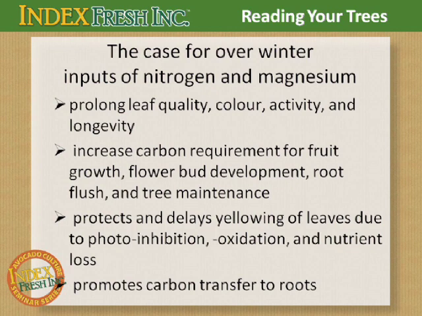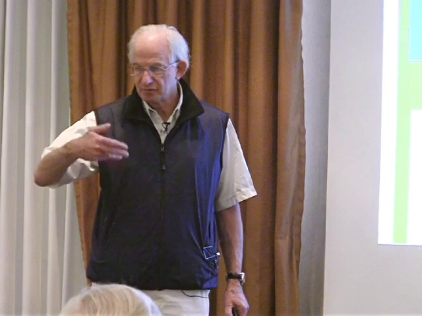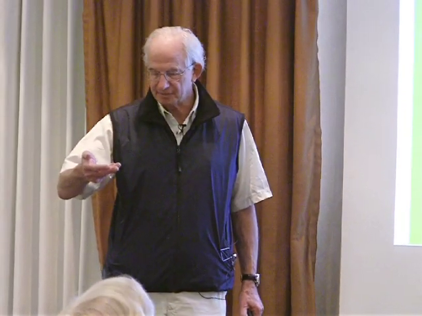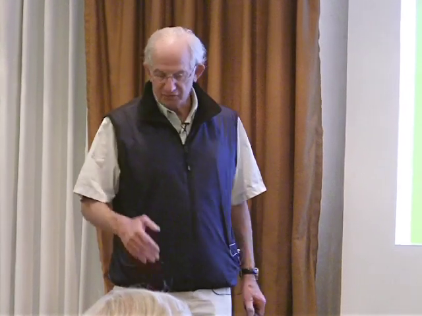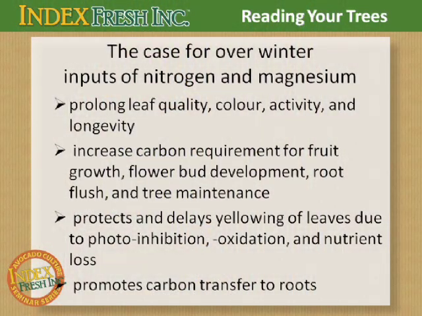And we have found that it also protects and delays yellowing of leaves due to photoinhibition, oxidation, and nutrient loss. We have found that we can take leaves and they are nice and glossy, and then they lose that gloss. And we found that even when we sprayed them with a mixture of magnesium sulfate and low biuret urea, we could bring back the shine in the leaves. But we had some problems, and we'll show that to you in the next slide. And finally, it promotes carbon transfer to the roots, which we've shown you.